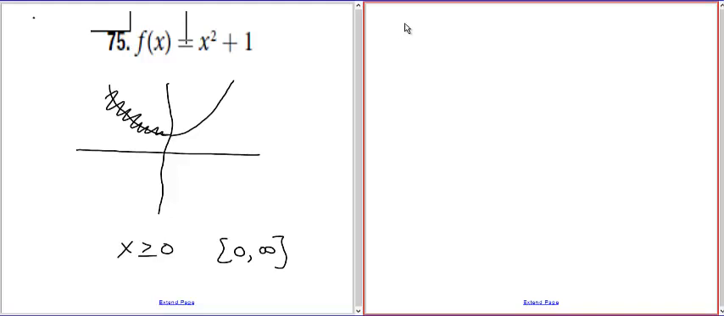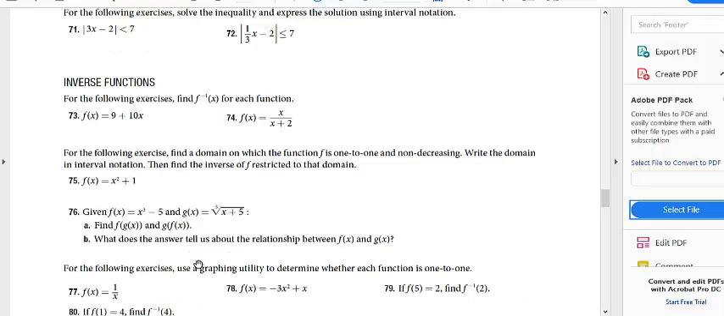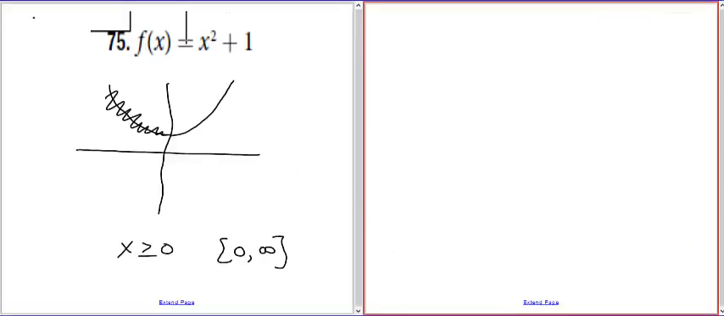Or does that become the range? Yeah, that's the question. So let's see what it says again. For the following exercise, find a domain in which the function is 1 to 1 and non-decreasing. Then write the domain in interval notation. Find the inverse of f restricted to that domain. Okay.